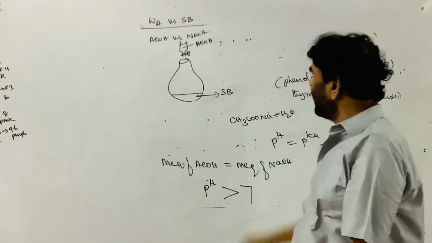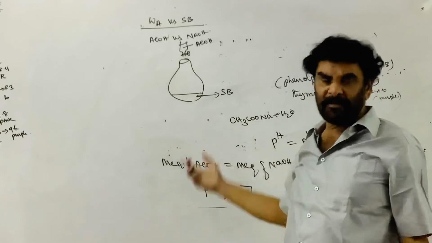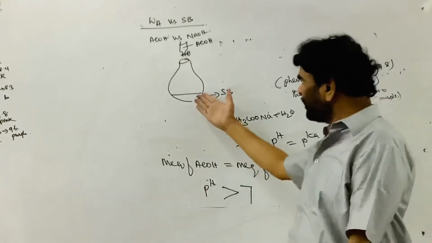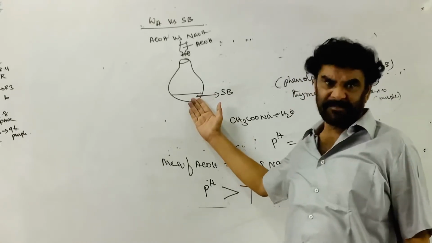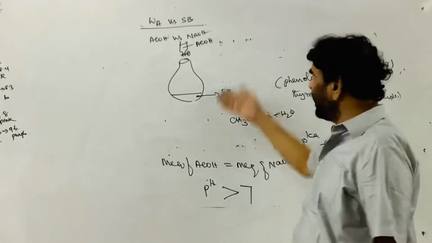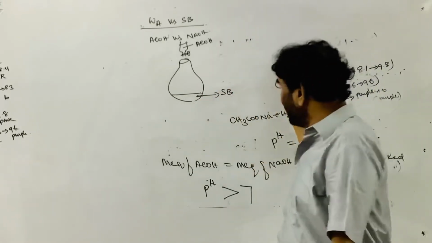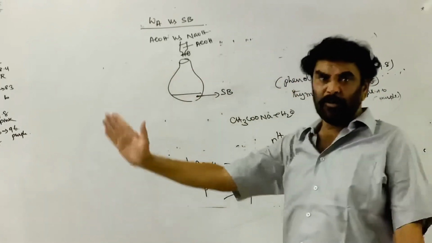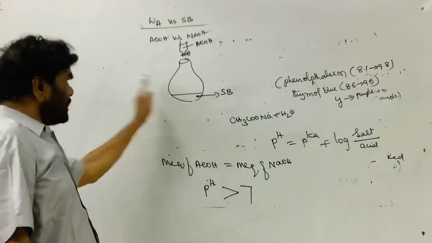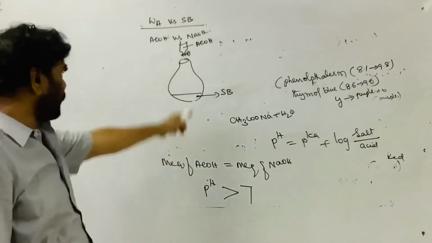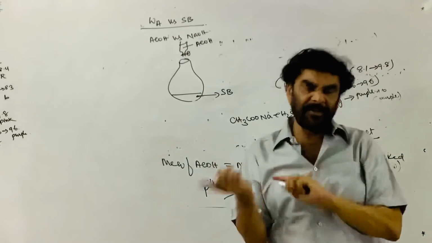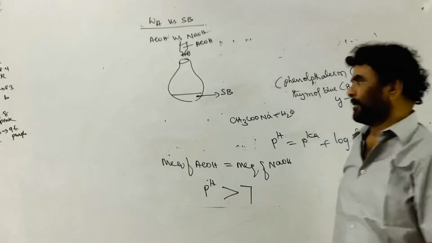Then, on addition of the acetic acid, neutralization takes place. Again it will be slightly basic only, always slightly basic. If I add excess acetic acid, it moves towards the acidic side. Therefore, you can use phenolphthalein as the indicator. This way or that way, phenolphthalein is the right indicator.